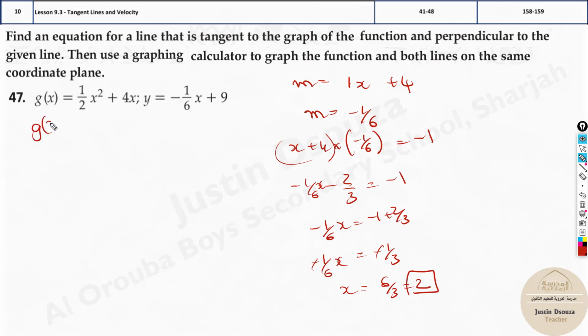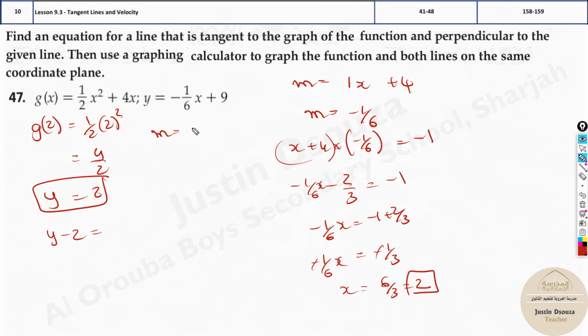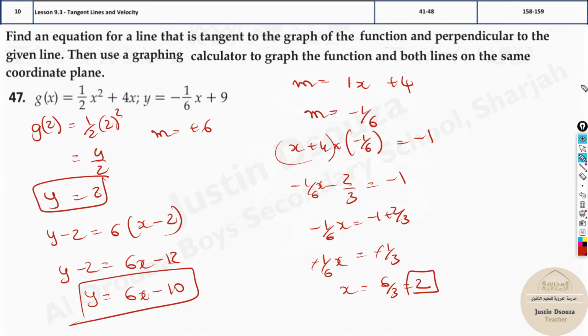So what is the y value? Over here, half into 2 the whole square. That will be 4 by 2. Answer is 2. y is 2. x and y are 2. So now I can use the formula y minus, we can directly write it, y minus 2 is equal to m. Negative reciprocal, it will be positive 6. Okay, it will be 6 by 1 or positive 6 into x minus 2. Now let me do the distributive property here. 6x minus 12. I'll take this to the other side. y is equal to 6x minus 12 plus 2 will be minus 10. So this is the answer.